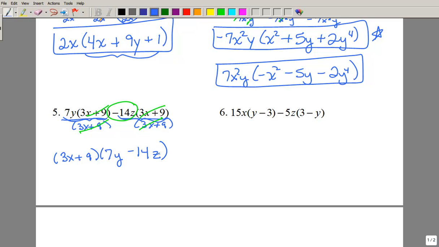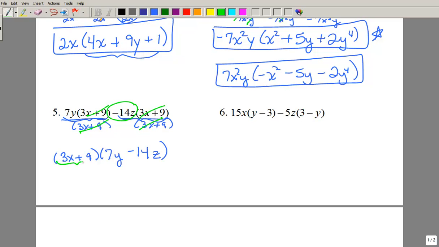Is that factored all the way? Well, it's factored some. Certainly if I were to multiply that out, I would get where I started, but I see some other things. Perhaps I didn't take out the greatest common factor. Maybe I just took out a common factor of 3x plus 9. Let's see, is there more stuff, more common factors to take out?